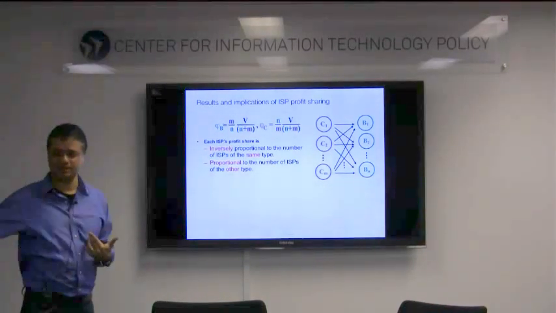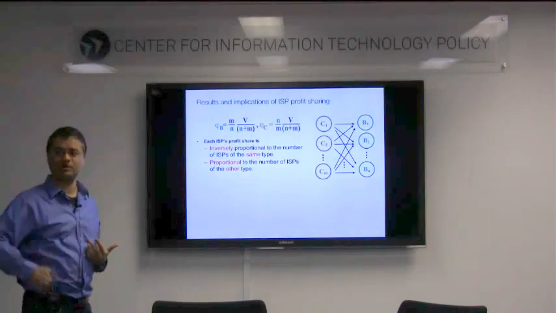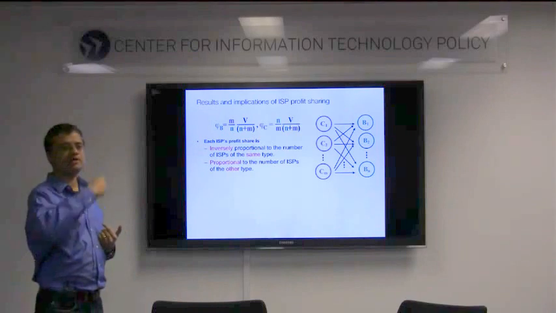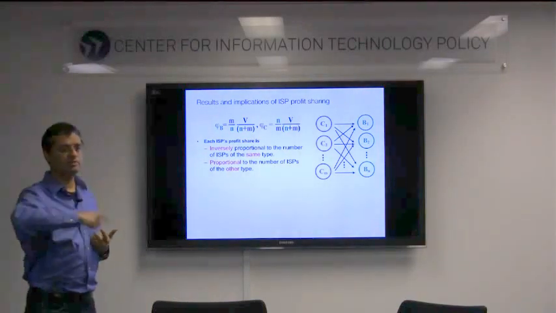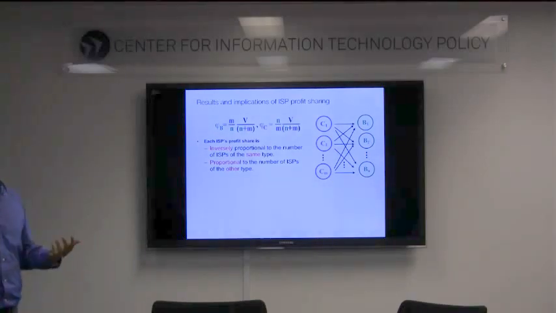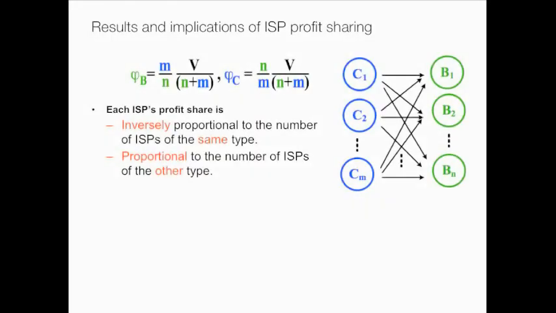So it's competing, which is the intuition: if you're competing then you get a lot less. And it's proportional to the number of ISPs of the other type. So the more competition you have on the other side, the better off you are. The more competition on your own side, the less. So again, it's not disputing the intuition, it's just giving some numbers around it. Try and think, what are the implications.